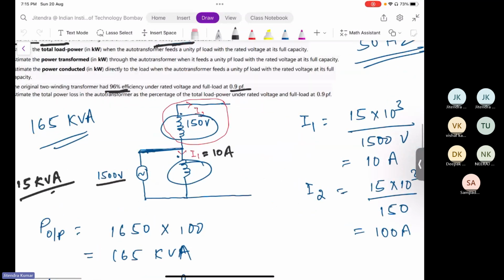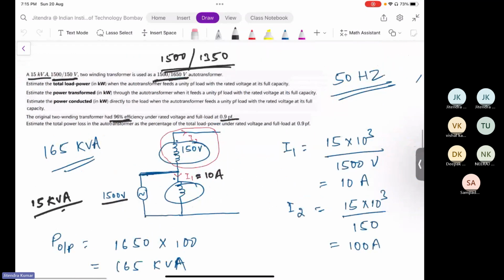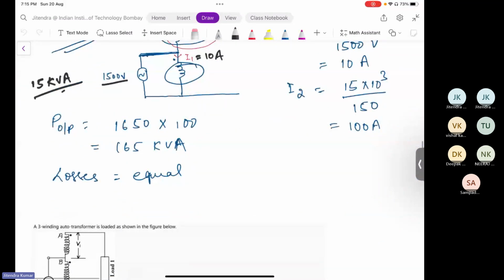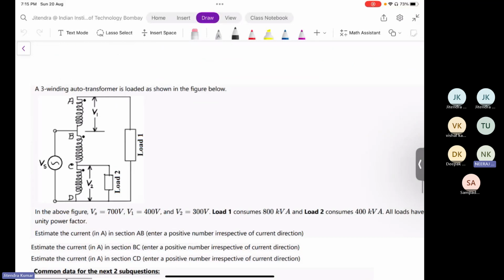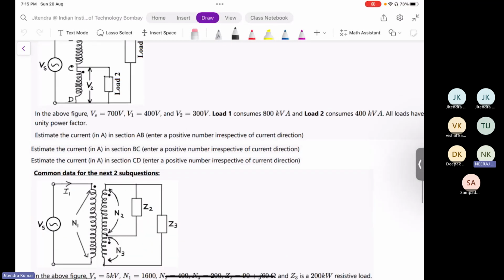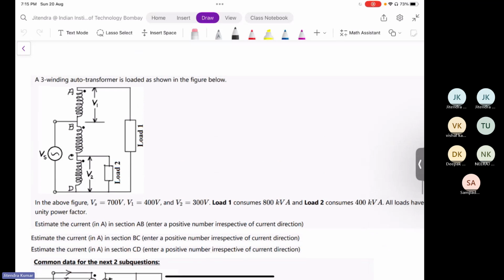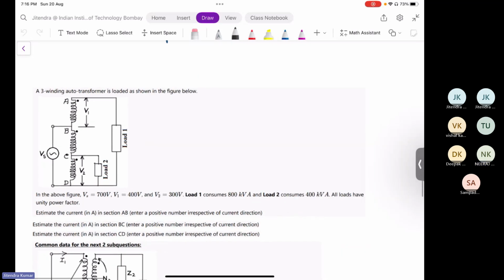Sir, thank you for telling. Welcome. So should we move ahead with the three winding auto transformer? Yes, sir, sure. Okay then, so read this problem. I will also read along with you.